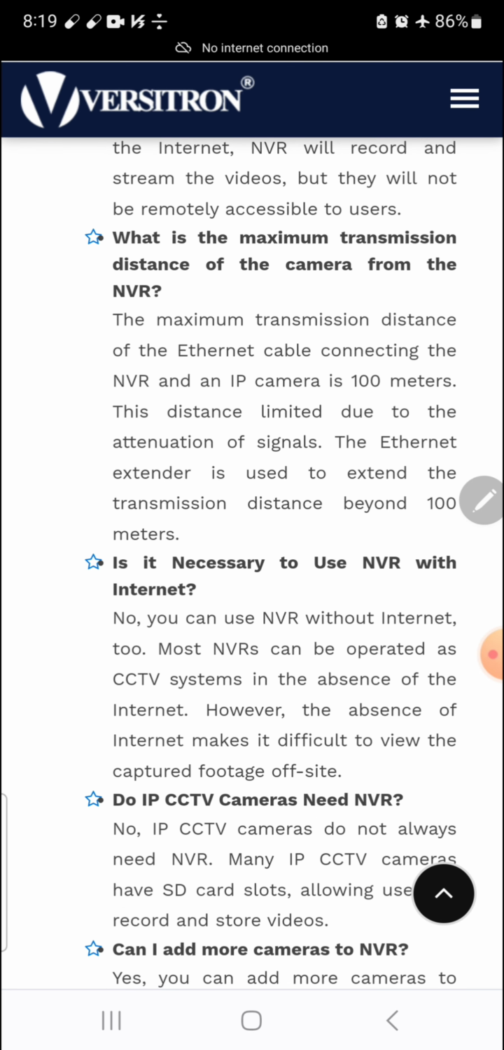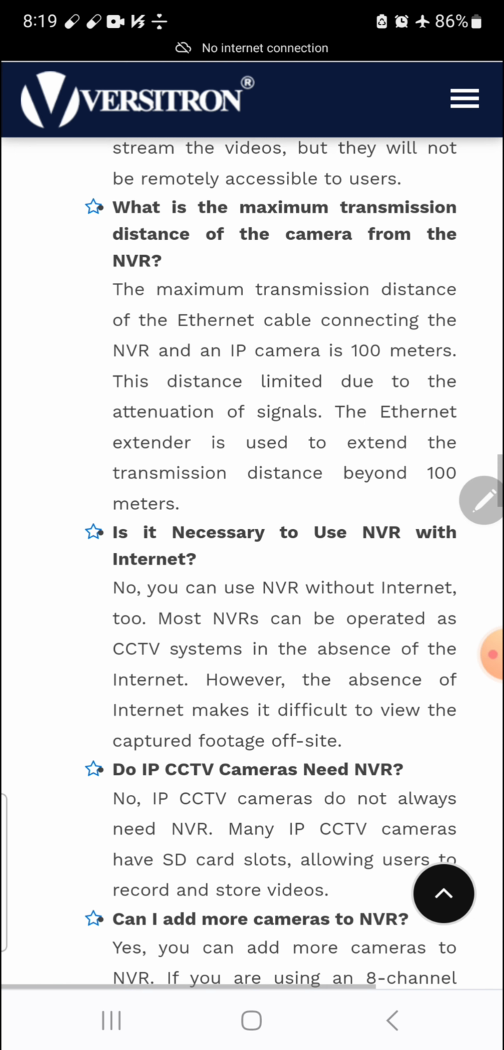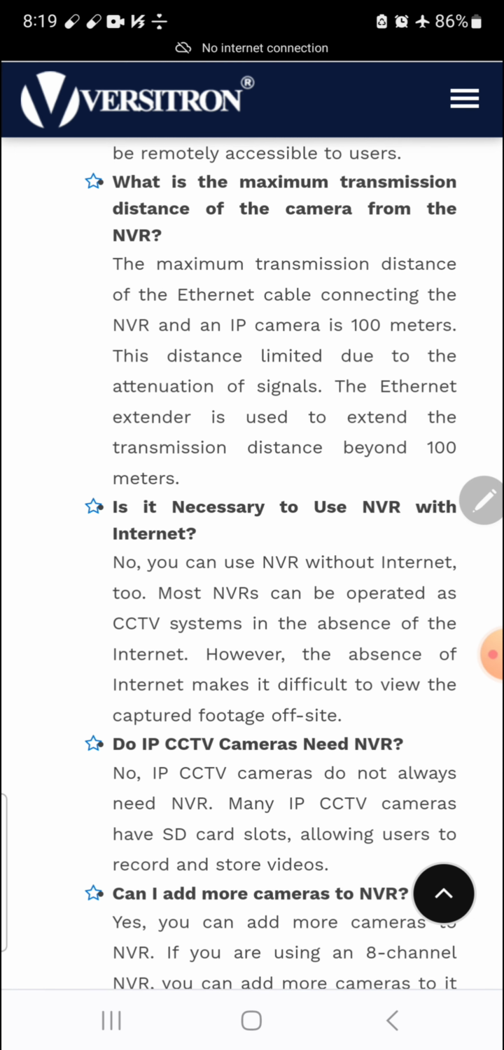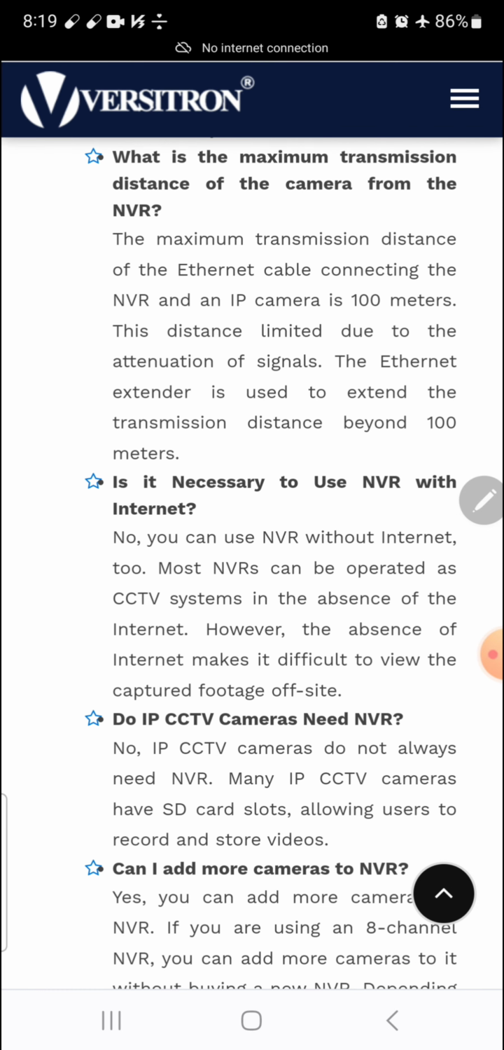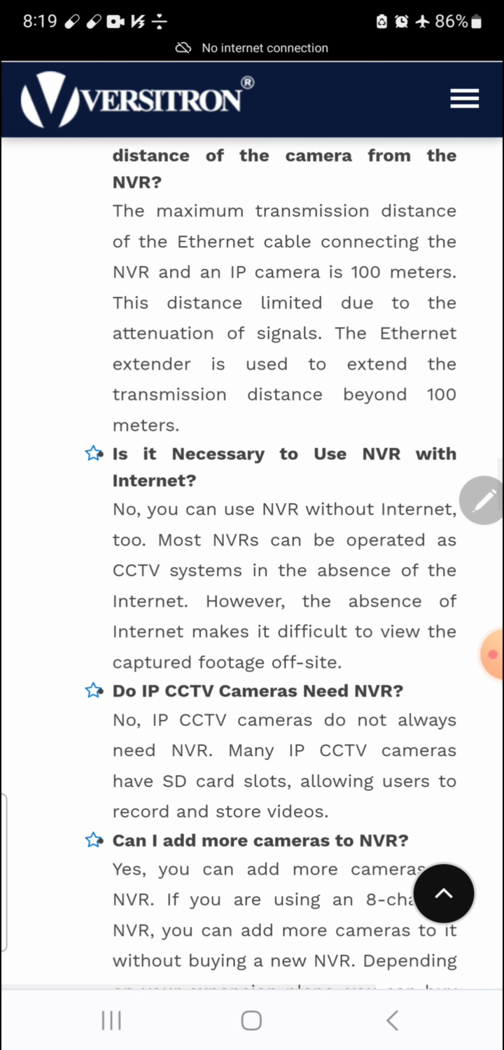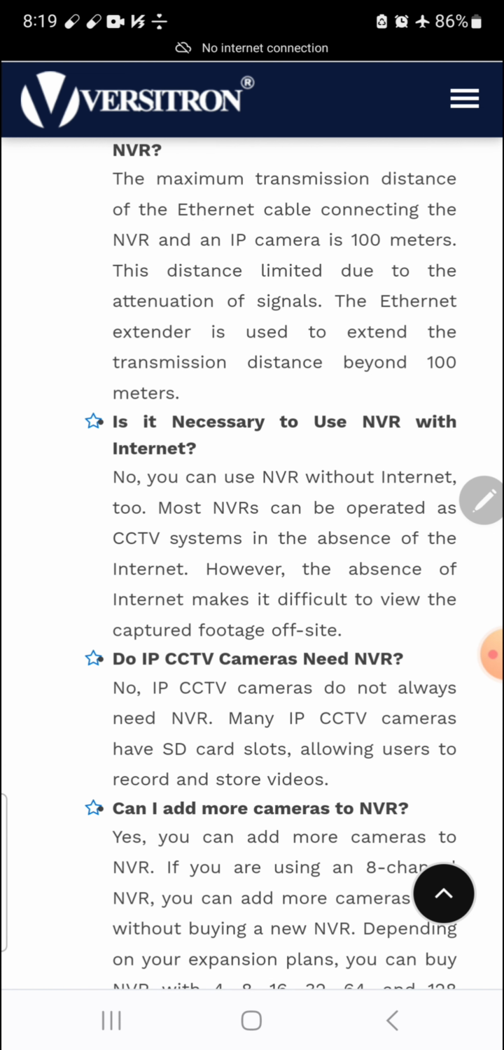What is the maximum transmission distance of the camera from the NVR? The maximum transmission distance of the Ethernet cable connecting the NVR and an IP camera is 100 meters. This distance is limited due to the attenuation of signals. An Ethernet extender is used to extend the transmission distance beyond 100 meters.